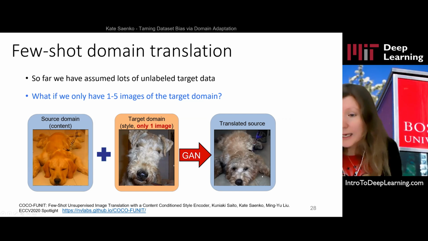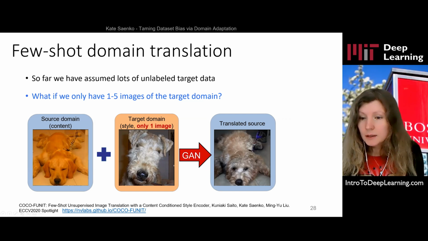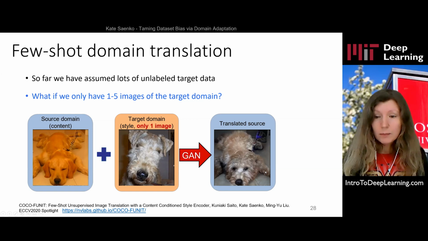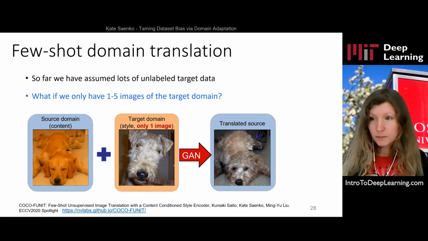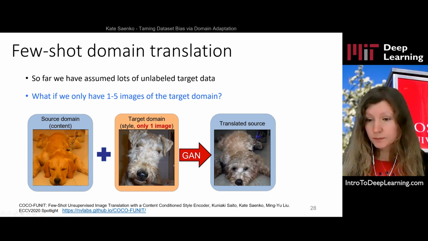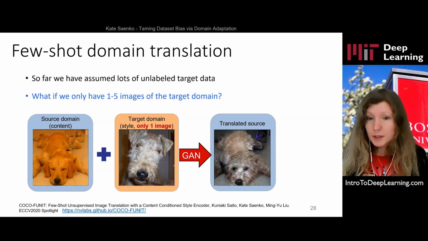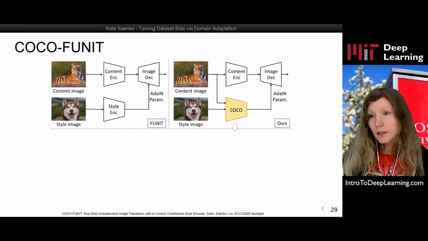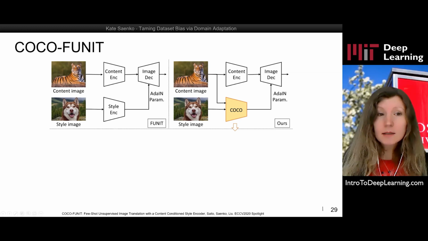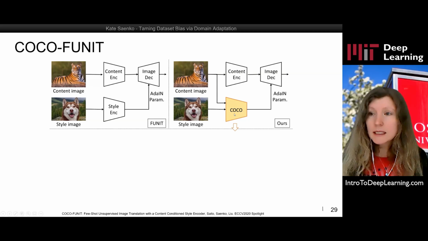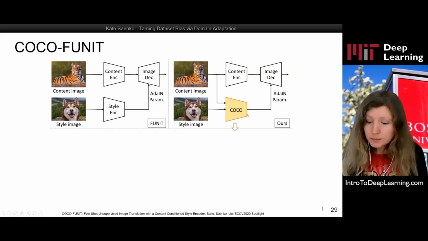And you can see that we're actually able to do that fairly successfully, because we've preserved the pose of the dog, but we've changed the breed of the dog to the one from the target image. Okay, so this is a pretty cool result. The way we've achieved this is by modifying an existing model called FUNIT, which you see on the left here, basically by updating the style encoder part of this model. We call it COCO, or Content Conditioned Style Encoder.